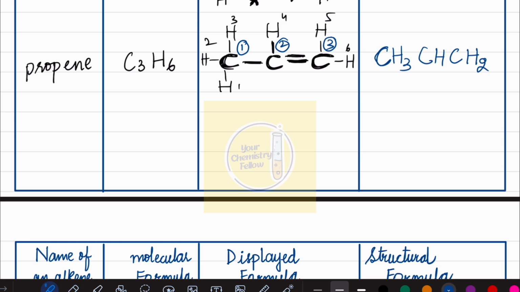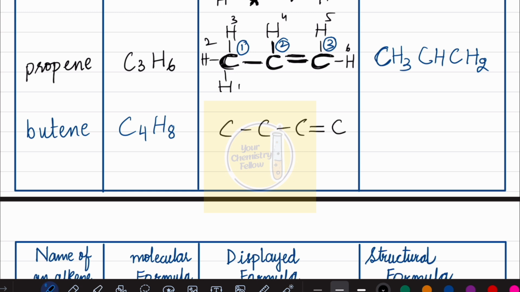Next member is butene. Its molecular formula is C4H8. For its structural formula, I will first make the chain of 4 carbon atoms with a double covalent bond in it. I will make the double covalent bond in between any carbon atoms, but while writing its name, we will have to mention the position of the double bond as well.